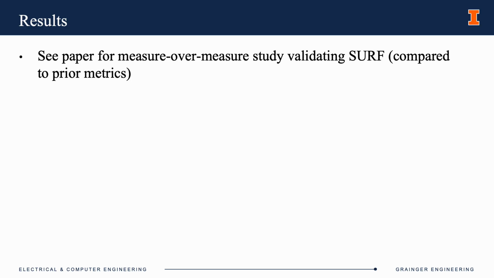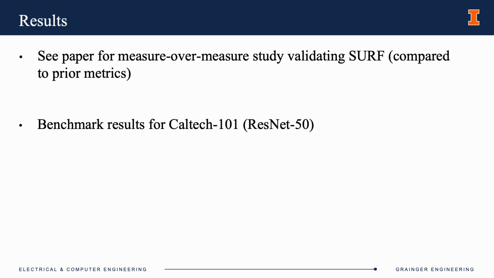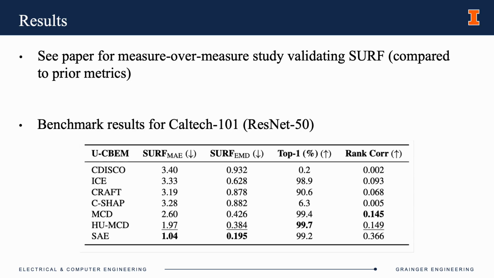Our benchmark results for object classification on Caltech 101 show that current U-CBEMs have meaningful faithfulness errors. The best performing method, SAEs, have an EMD of 0.2. On average, 20% of the surrogate output distribution is incorrect compared to the original.